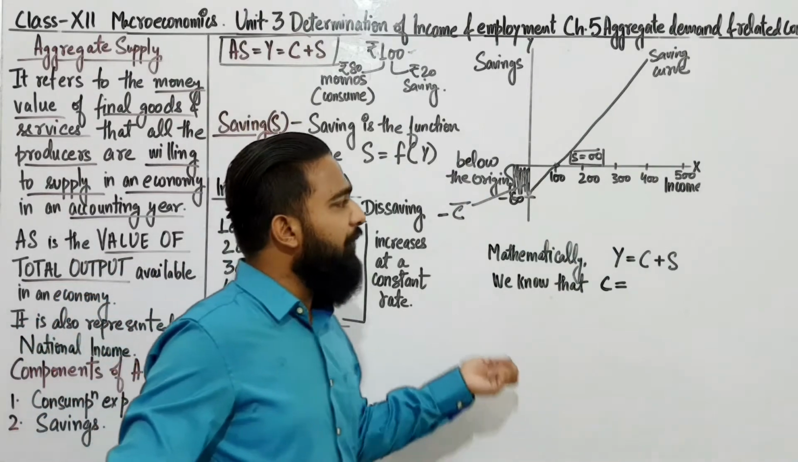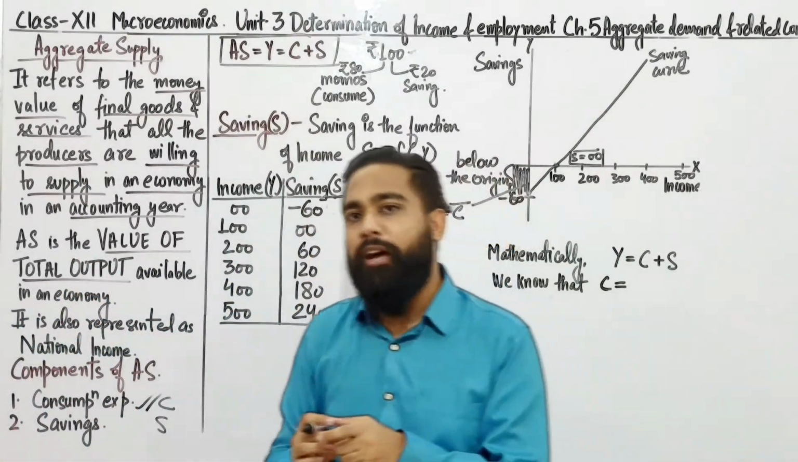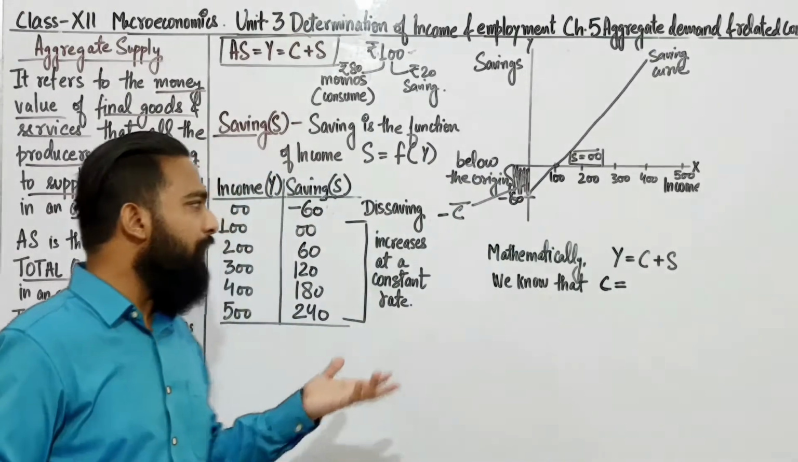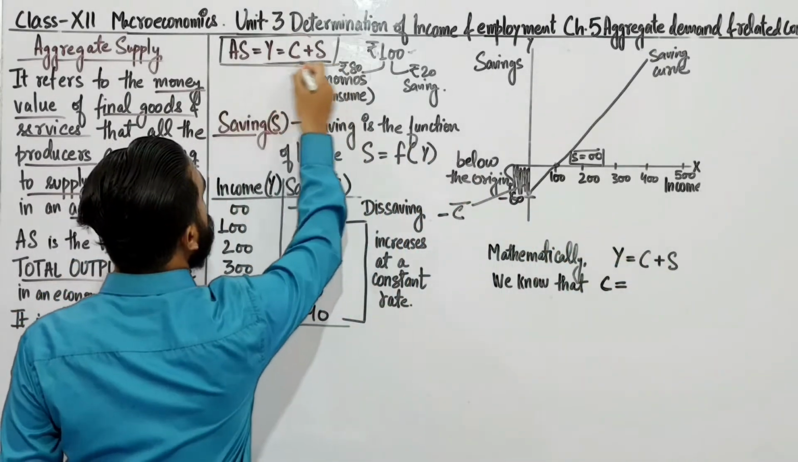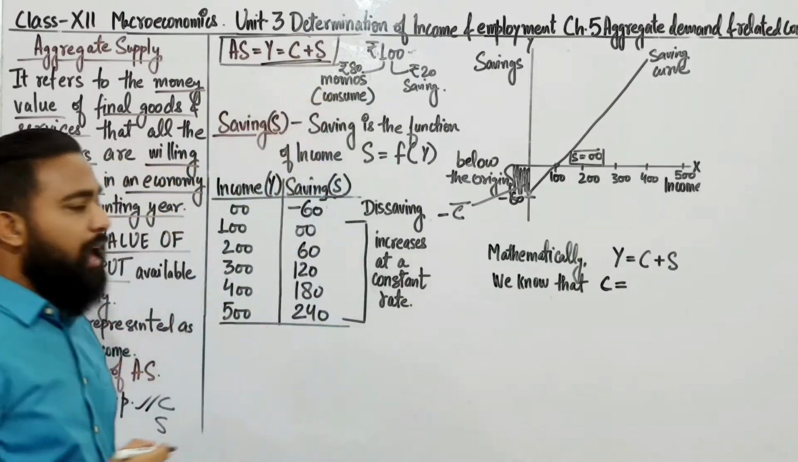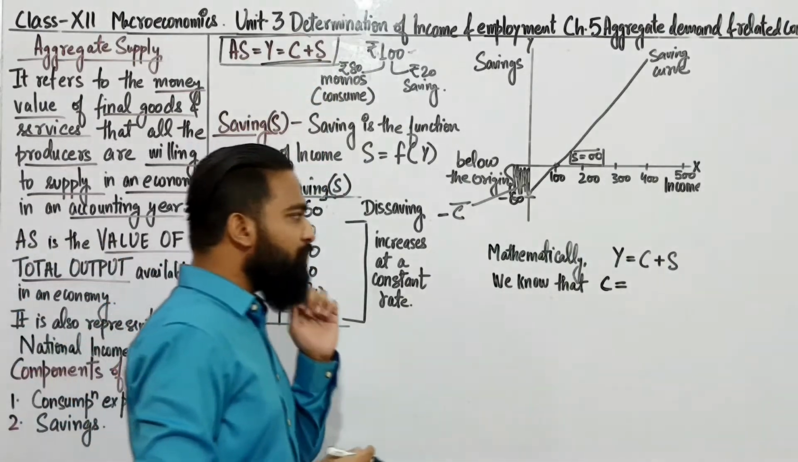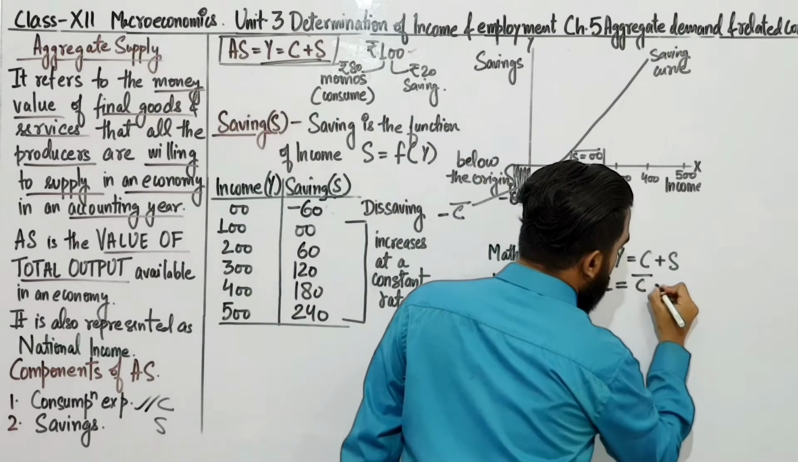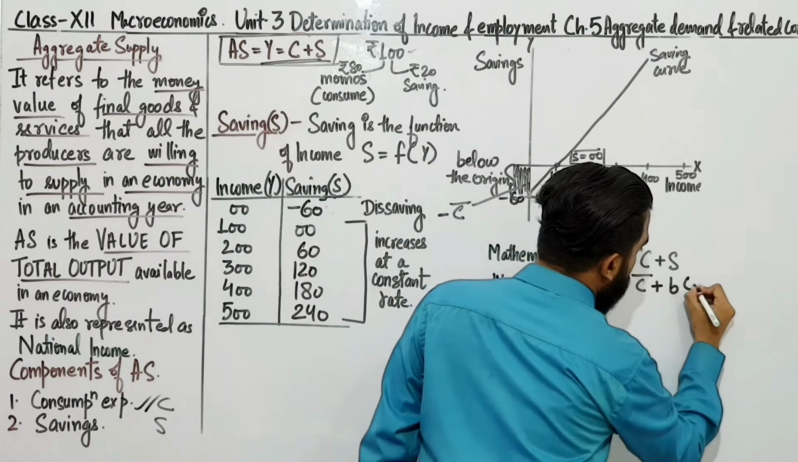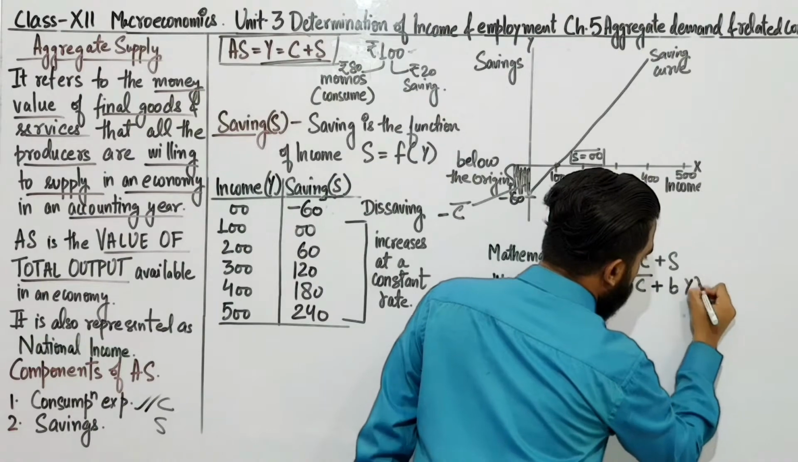Now you need a specific formula for saving. Now mathematically we know that Y is equal to C plus S. Y is equal to C plus S. And in the previous videos we have studied that C is equal to C bar plus b into Y. You remember?